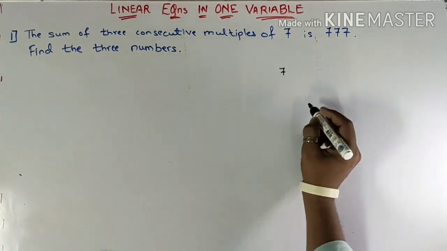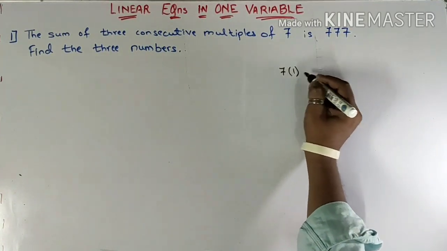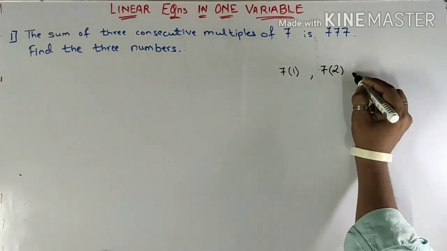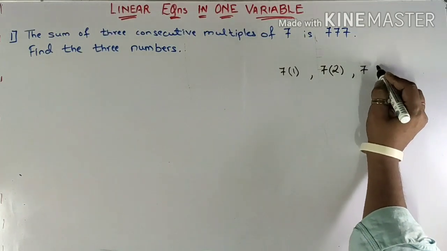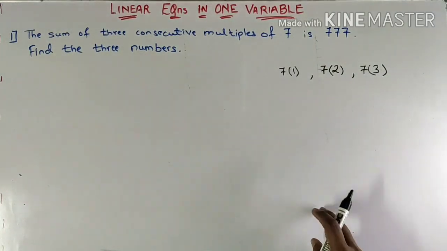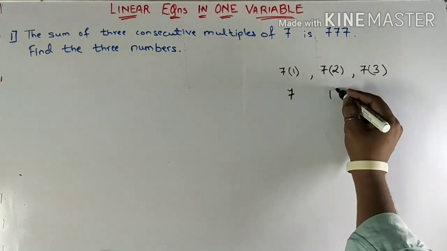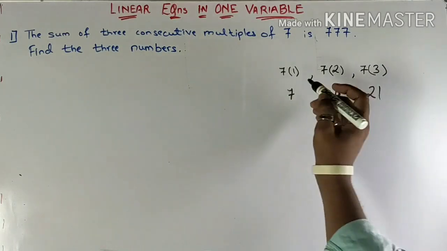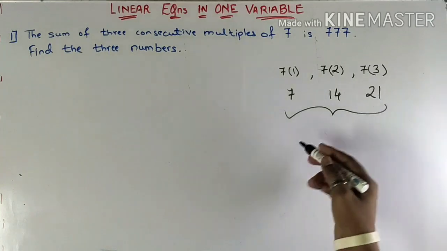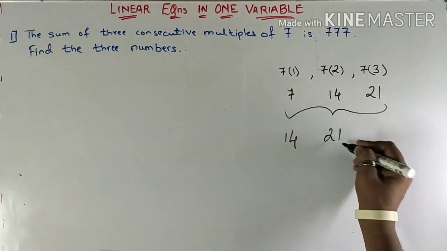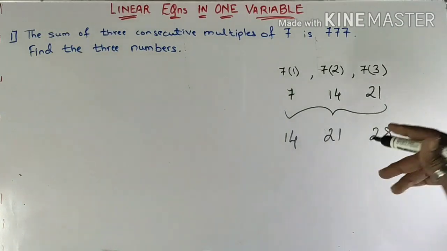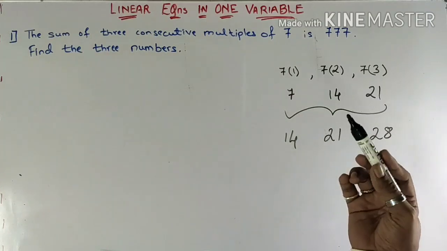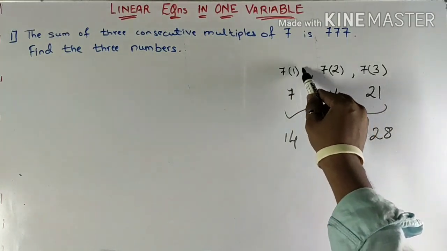That means if I have multiples of 7, 7 ones are 7. Consecutive means the next number will be 7 twos are 14, and the third consecutive will be 7 threes are 21. So the three consecutive multiples in this case will be 7, 14 and 21. But here we don't know which are the three consecutive multiples. It can be 14, 21, 28 also, or maybe any number to any extent. There is no limit.